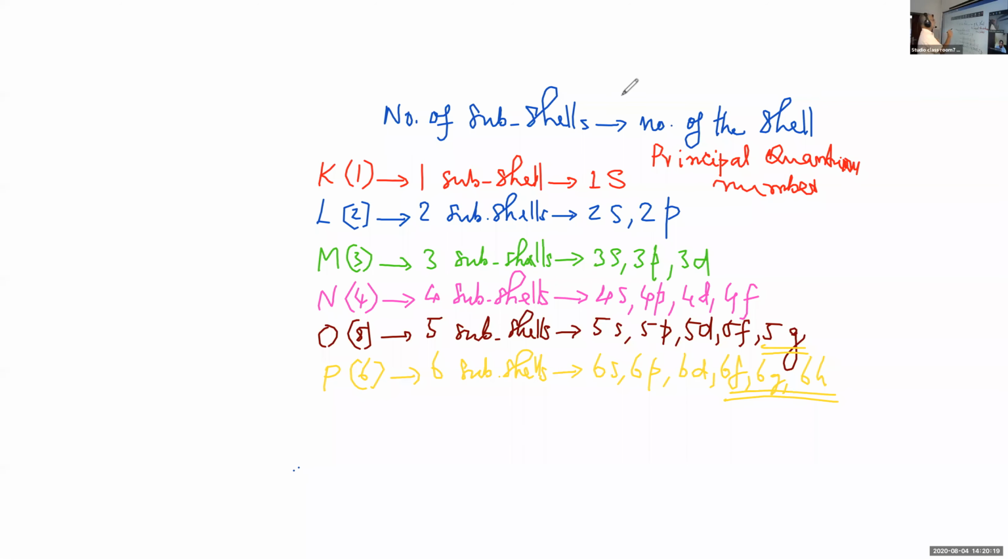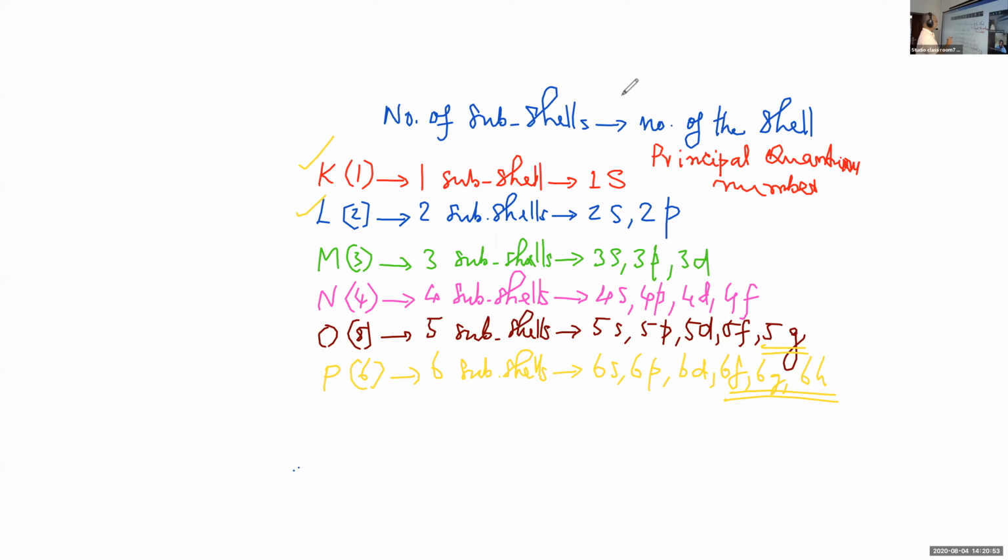So, in the K shell, the principal quantum number is equal to 1 because it's the first shell. The number of the shell is equal to 1. So, only one subshell is possible and it is 1s. Now, come to the second shell, that is the L shell. Principal quantum number is equal to 2. Two subshells are possible and they are 2s and 2p.